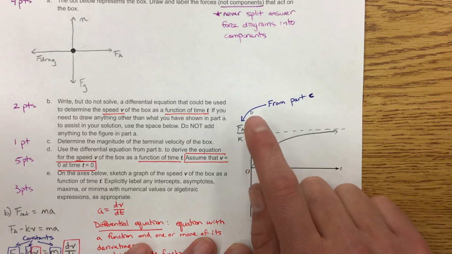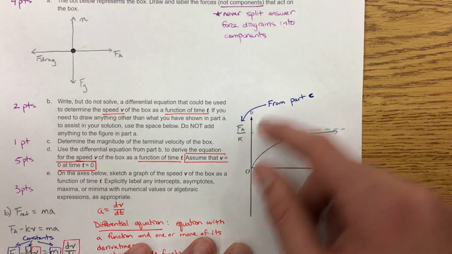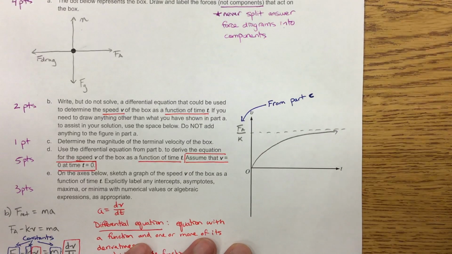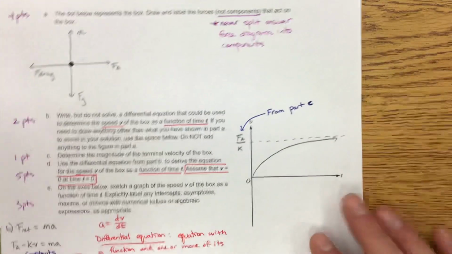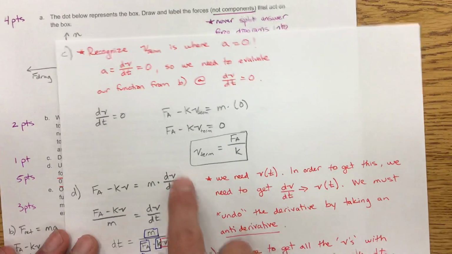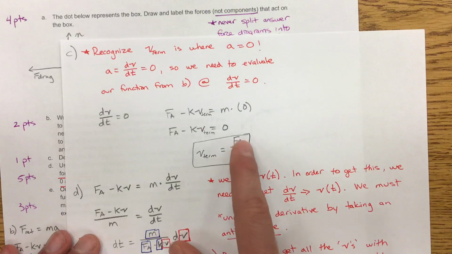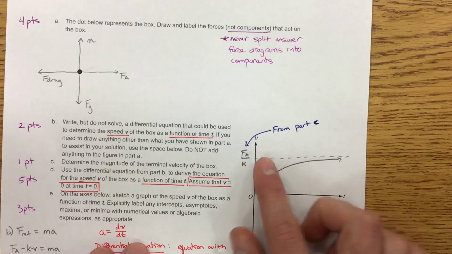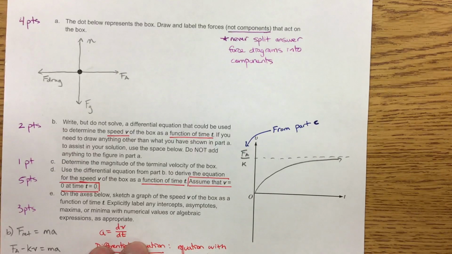That horizontal asymptote is at F sub A over k. I get this from part C, if you recall. In part C, we determined that the terminal velocity is equal to F sub A over k. So this horizontal asymptote here represents my terminal velocity.